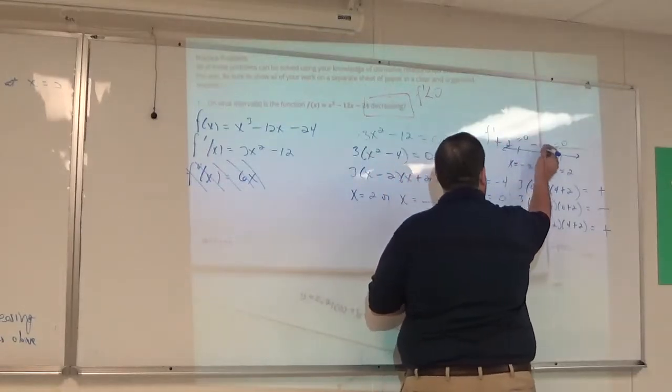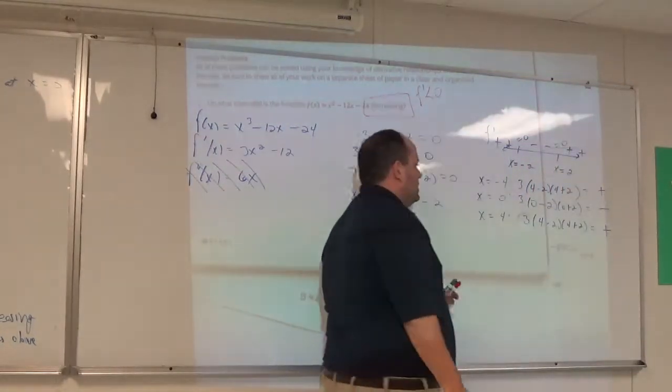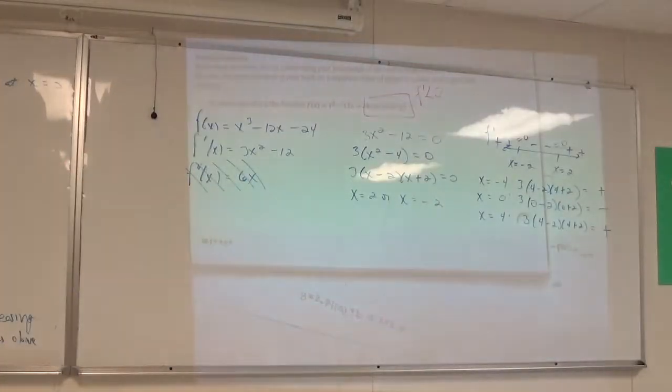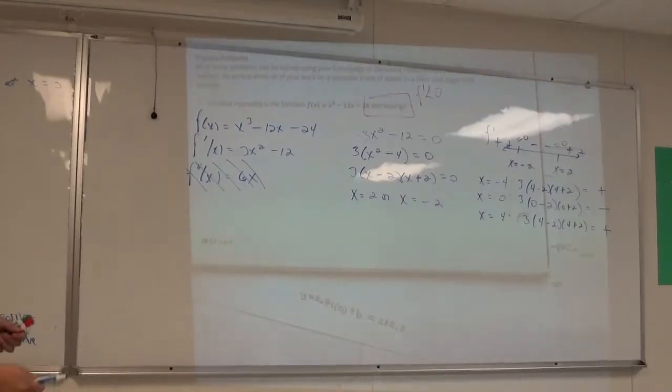Your number line ought to look like that. You didn't have to pick the numbers that I picked, you just had to pick numbers in those intervals. And no matter what numbers you picked in those intervals, it goes positive, negative, positive. How many guys had that? Okay. Good, good, good.